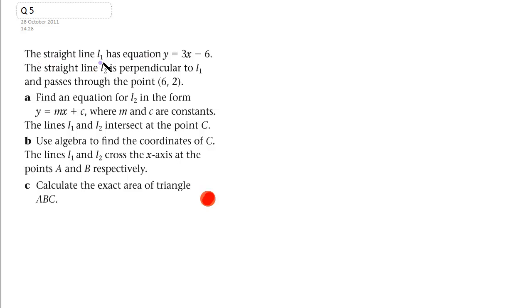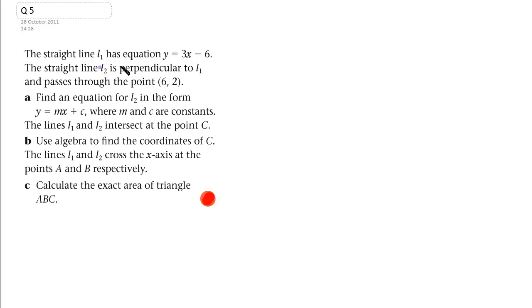Okay, let's look at this question. Straight line L1 has an equation y equals 3x minus 6, and straight line L2 is perpendicular to this. So already we know something about the gradient. And pass through that point. Find the equation in the form y equals mx plus c, where m and c are constants.